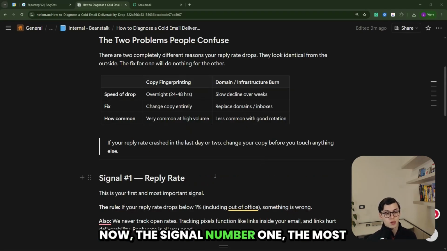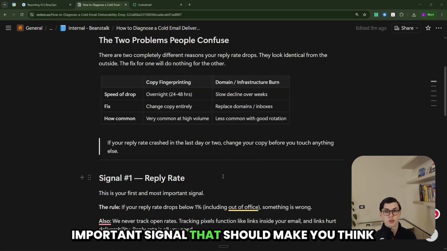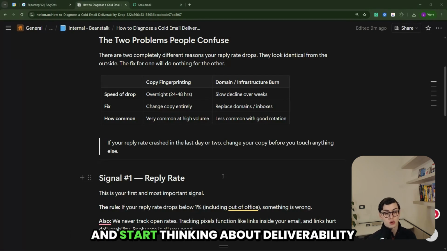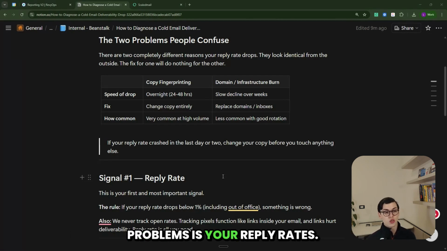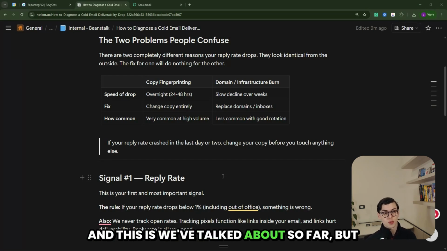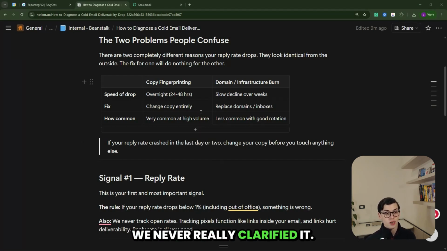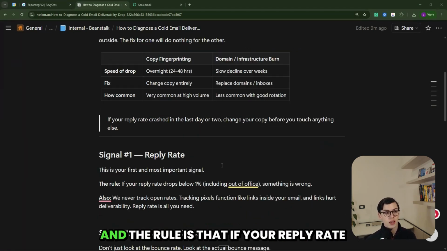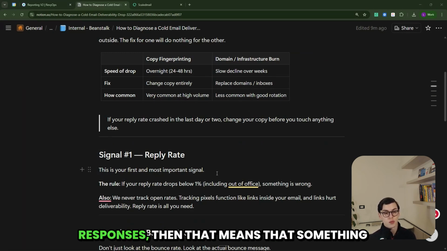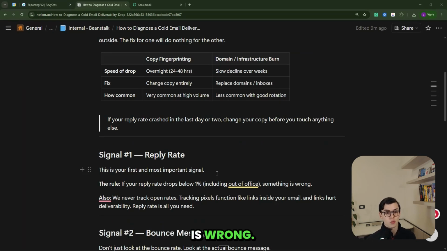Now, signal number 1, the most important signal that should make you start thinking about deliverability problems, is your reply rate. This is what we've talked about so far, but we never really clarified it. You want to look at the reply rate, and the rule is that if your reply rate drops below 1%, including out of office responses, then that means that something is wrong.